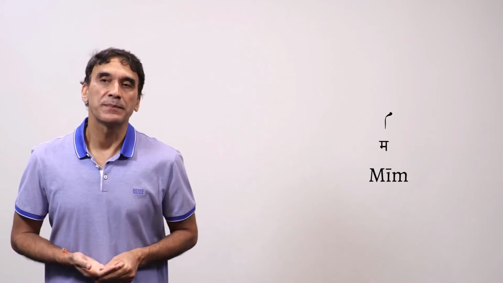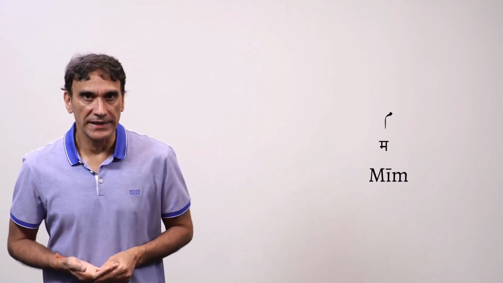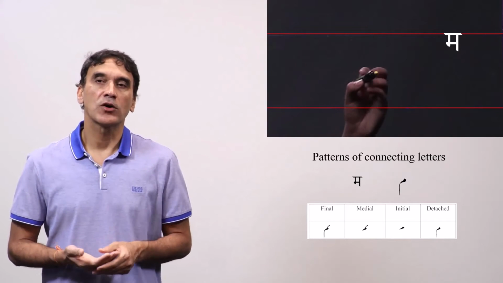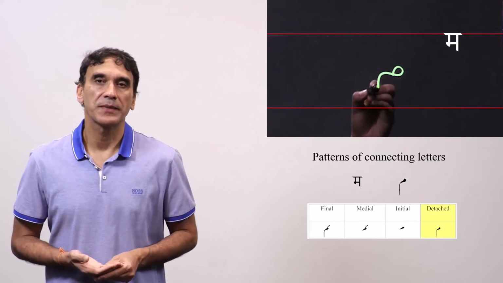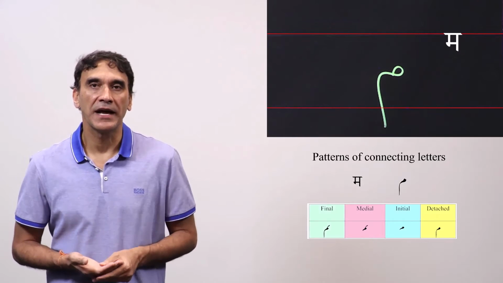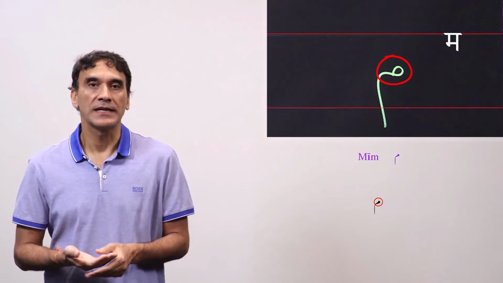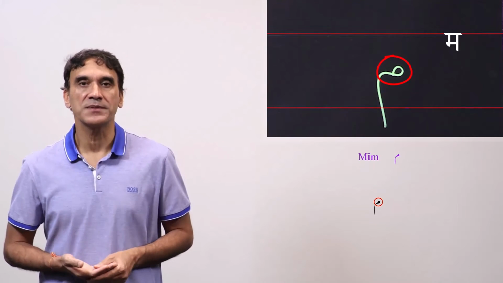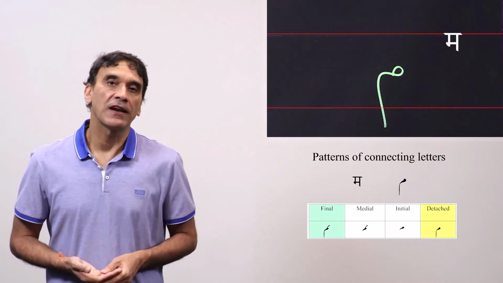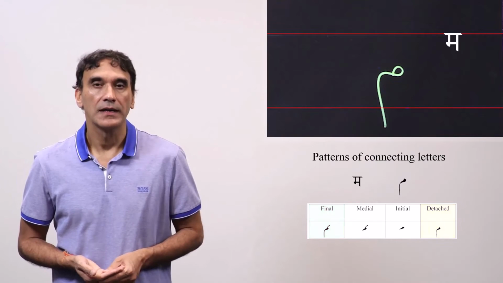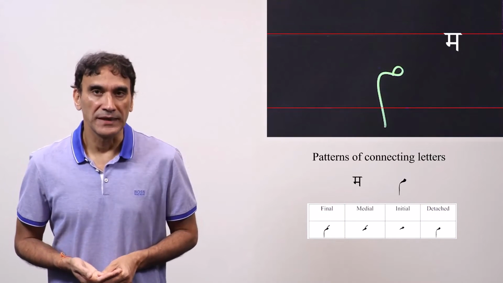The letter Mīm represents the M sound and letter in Hindi. Mīm also has all 4 forms: detached, initial, medial, and final. Only this part of the letter Mīm is used when it comes in the initial and the medial forms. The detached and the final forms are similar. Let's take different forms of the letter Mīm.